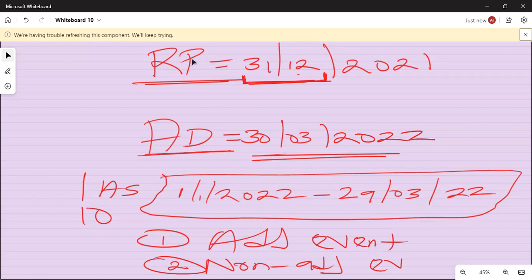And I'm telling you now that we have two types of event. There's what we call adjusting events, and there's also what we call non-adjusting events. We are still going to be talking about each of these in more detail.